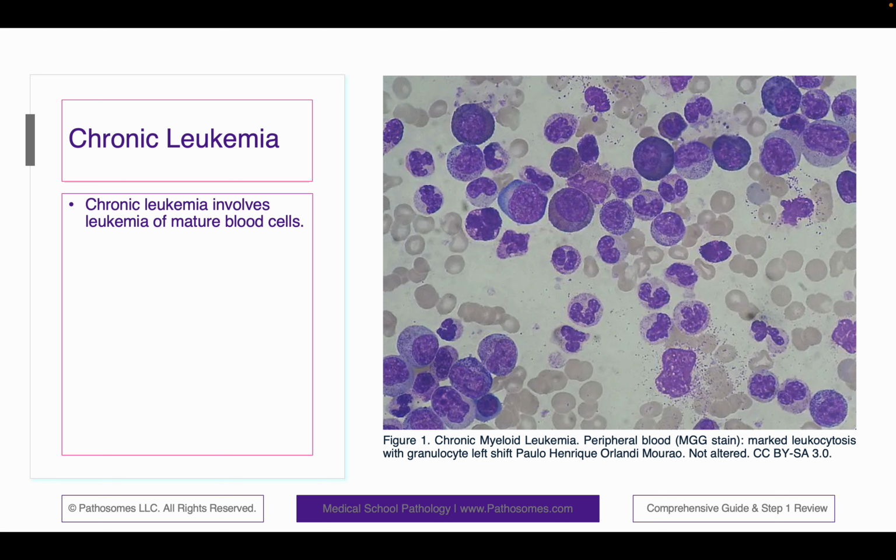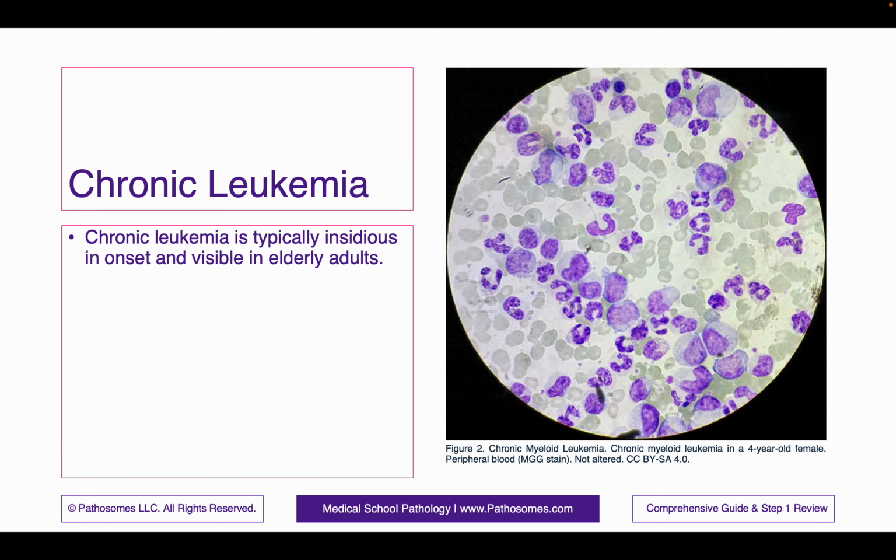Now, chronic leukemia. Chronic leukemia involves leukemia of mature blood cells. Mature blood cells. As we can see in this image here, a peripheral blood stain. Notice the excessive amount of white blood cells, that's that marked leukocytosis. And there's all these granulocytes, neutrophilic precursors. Chronic leukemia is typically insidious in onset and visible in elderly patients.